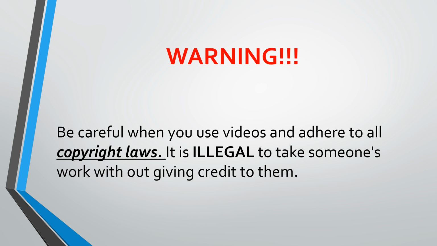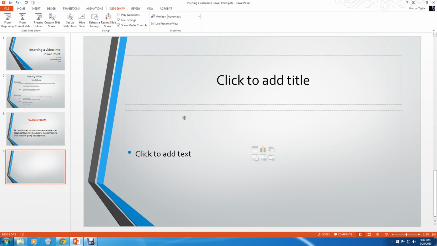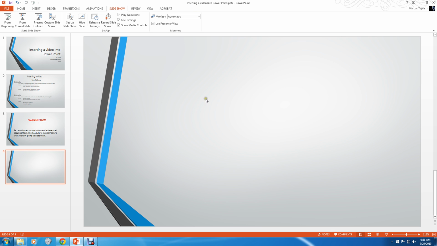Alright, so let's go ahead and go into actually inserting some videos. We are going to do method 1 first. In order to do that, I need to make a new slide. I'm going to right click, go to new slide, click it, and I have my new slide. Now I want this video to take up the entire slide. So I'm going to delete this, delete that. So now I have the entire slide to work with.